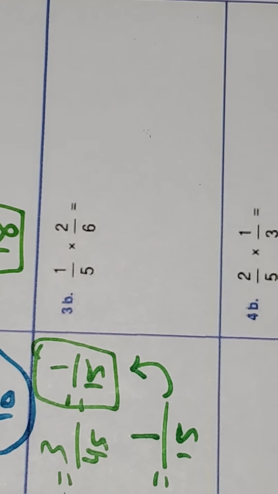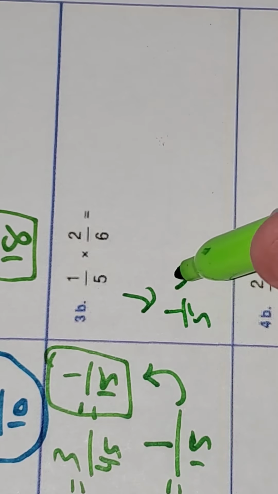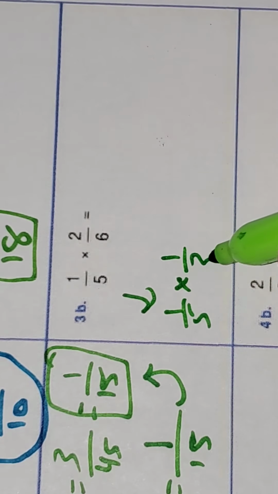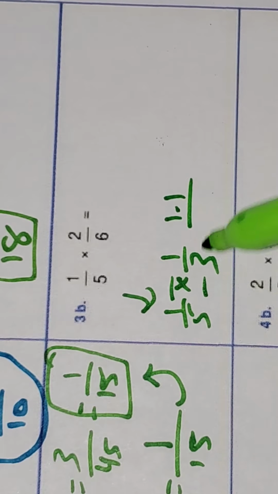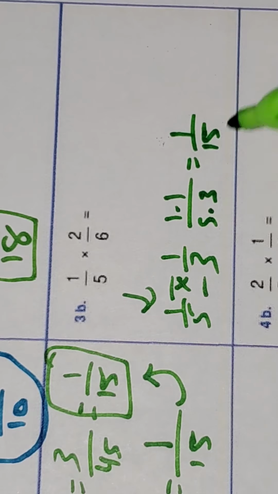Moving on to 3b, we have some reductions here. 1 over 5 does not reduce, but 2 over 6 is the same as 1/3. We do 1 times 1, 5 times 3 is 1 over 15.